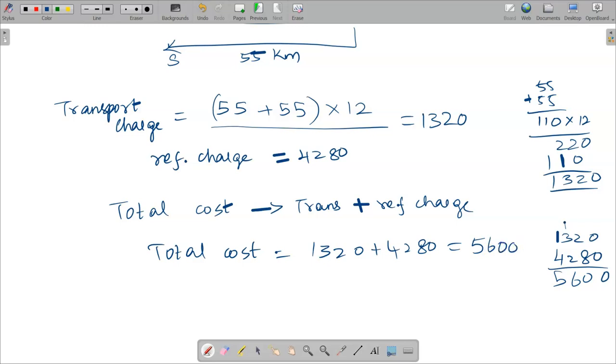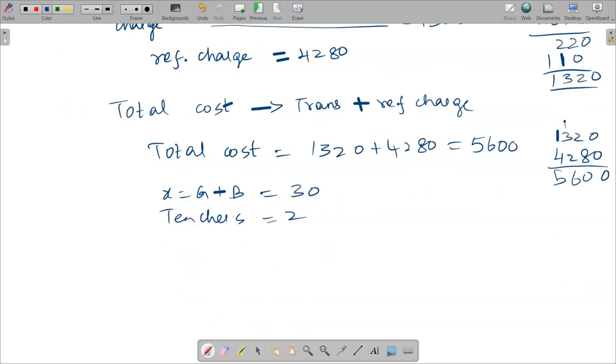They are asking what is the cost per head. Okay, so totally how many students are there? The number of students, that is girls plus boys, x is equal to girls plus boys, which is nothing but 30. Okay, that we have determined. And the number of teachers is equal to 2. Okay, so the total persons is equal to 30 plus 2, which is nothing but 32.